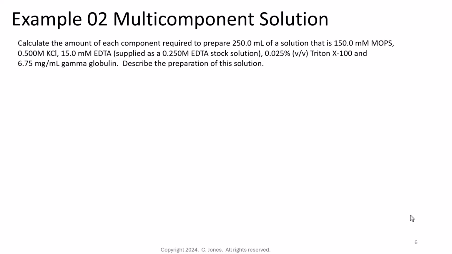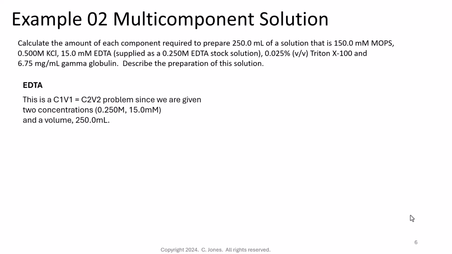What's next? Next is EDTA. EDTA is supplied to us as a stock solution. So we're going to have 2 concentrations and a volume, making this yet another C1V1 equals C2V2 problem. Again, we need to identify each component and account for any units.